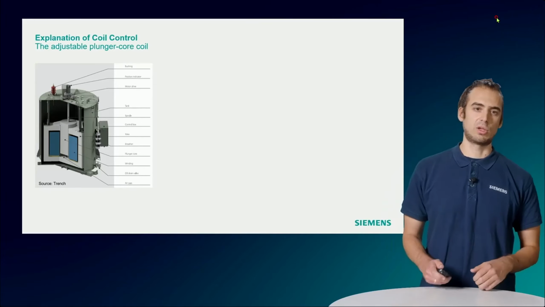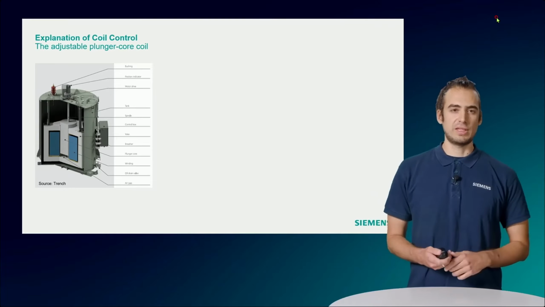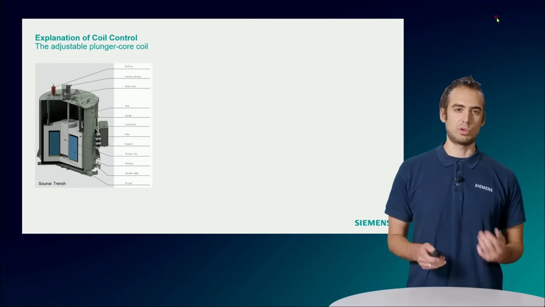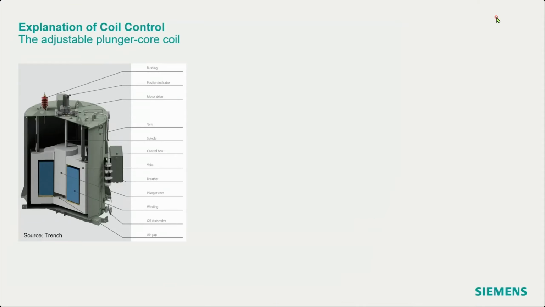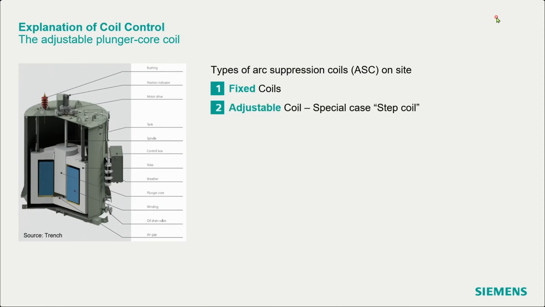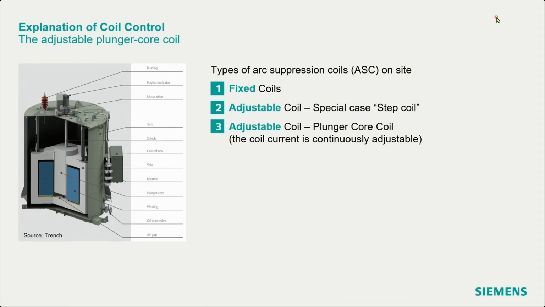Now let's look a bit into the control function itself. First, a very short look at the component we are controlling, the arc suppression coil. So here we can have different types. We can have just fixed coils, which is just an inductance which cannot be adjusted. We can have adjustable coils which are step coils, so those can be adjusted stepwise. Or we can have the continuously adjustable coils, the so-called plunger core coils, which is what we have most of the time and which is also what our control function is mainly designed for.